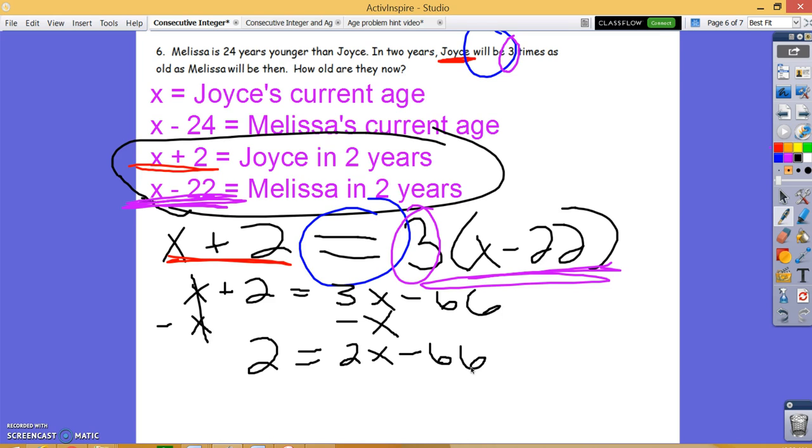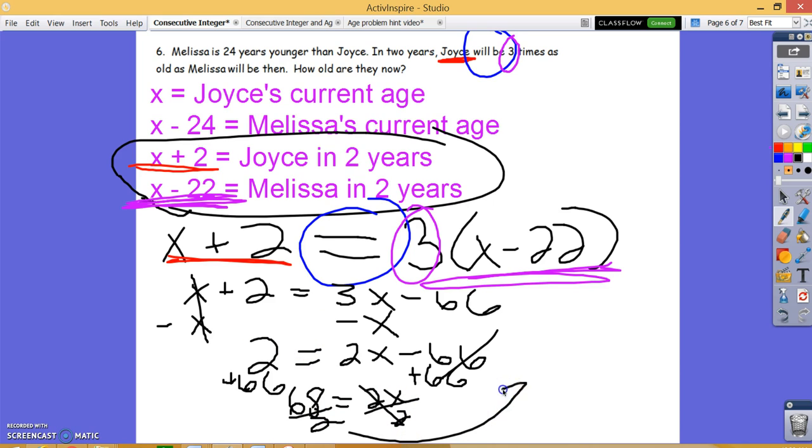Okay, so now I've got 2x minus 66. I need to get x alone. That's my ultimate goal. So I'm going to use SADMAG, subtract or add first. So I'm going to add 66. And then 2 plus 66 is 68. Oops, sorry about that. Equals 2x. I divide by 2. And I get 34 equals x.